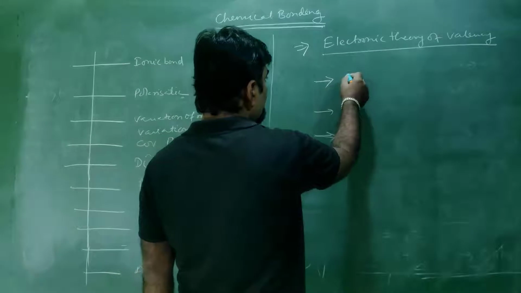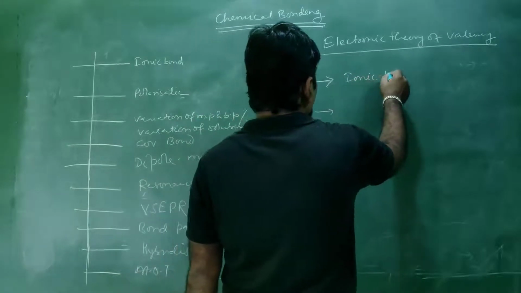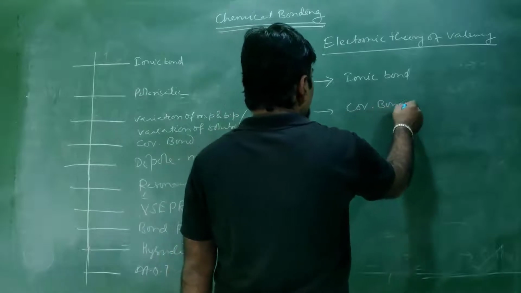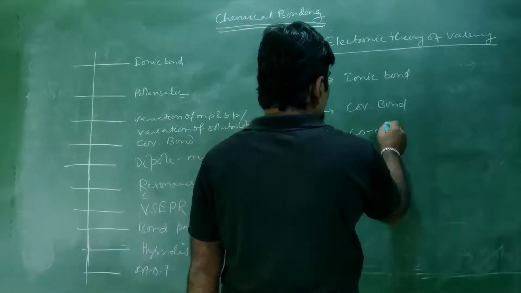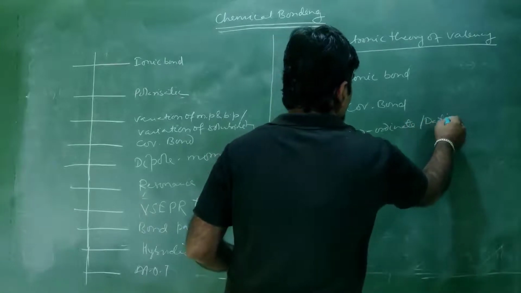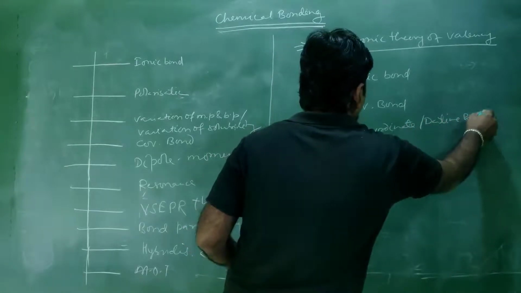In this way they form ionic bond, then covalent bond, and then coordinate bond. Coordinate bond is also known as dative bond.